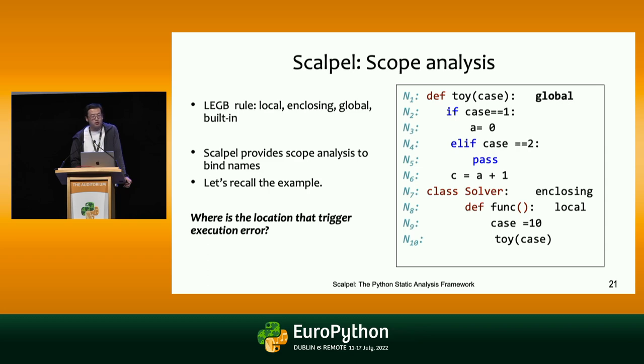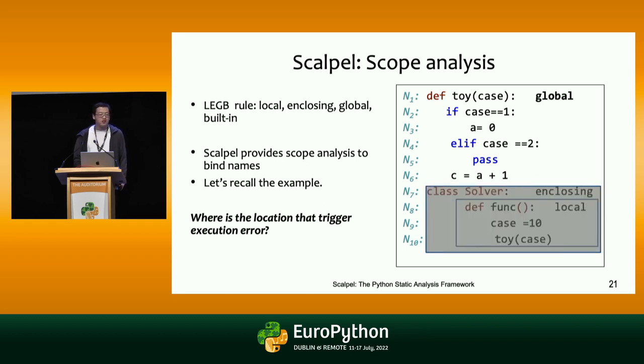The Python language has the so-called LEGB rule: local, enclosing, global, built-in. As I said, Python has a very special scope design, a nested structure. So we borrow the concept from the latest research from the programming language theory community, and we build something called a scope graph. Based on the scope graph, it works like this. First, we look at toy, and we find it's in the local scope. We identify that the name itself is not declared in this scope. Now we go to the enclosing one, and it's not declared there. So we go to the global one. So finally, we found it.